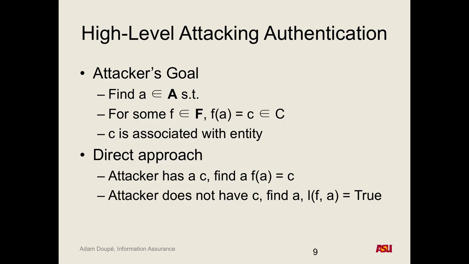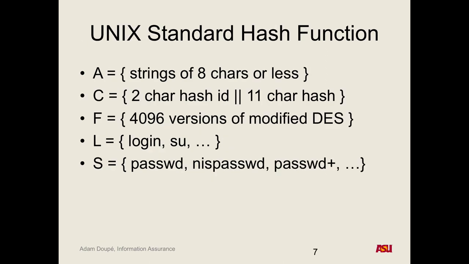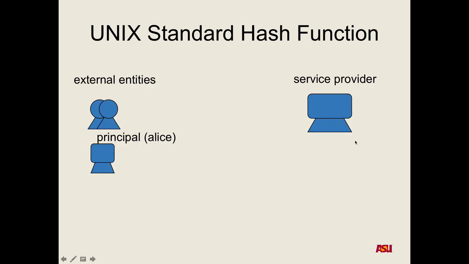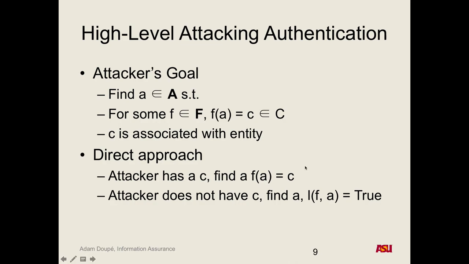Let's simplify this version. Actually, the original version, I believe, did not have this two character hash ID, so it just used, let's say, MD5 or some hash function. So now the idea is you have not only just some C that you're interested in, you actually have a list of all the C's on the system, right? You have every single hash on the system.